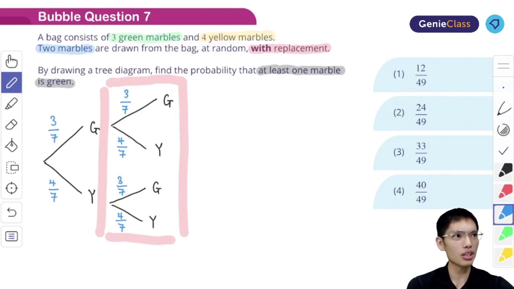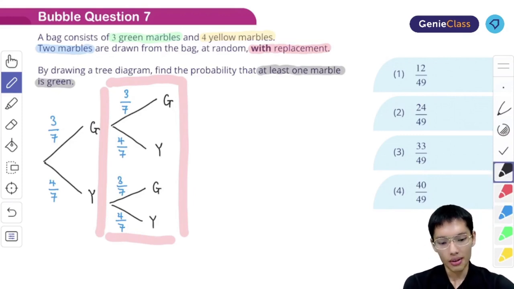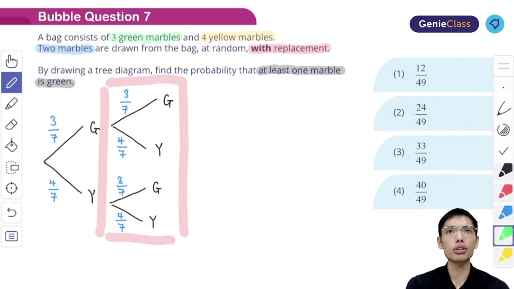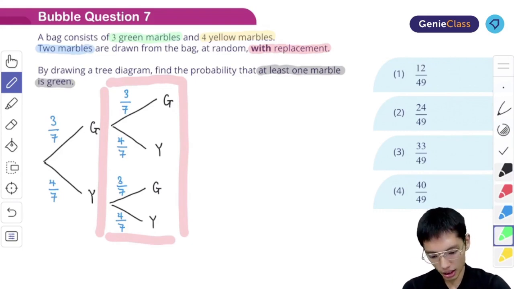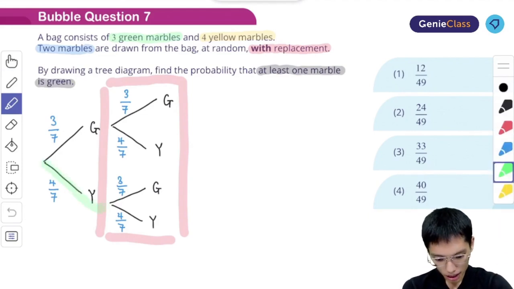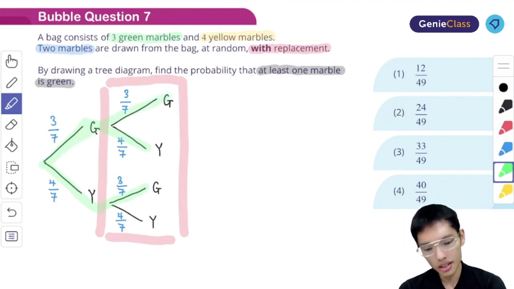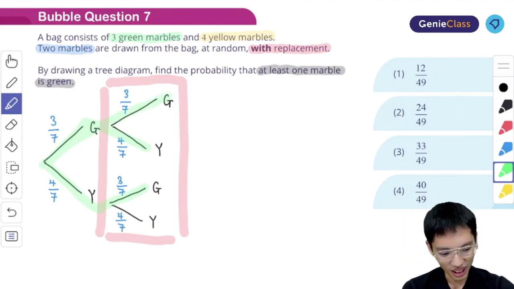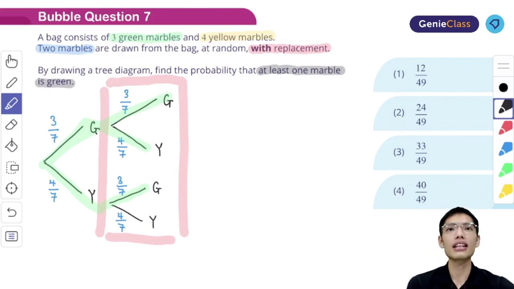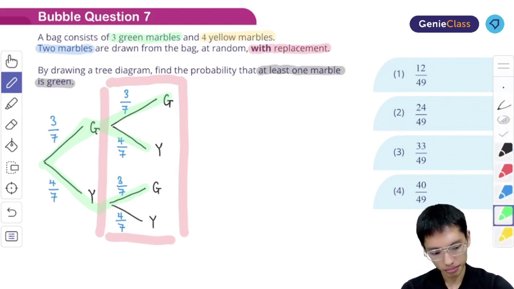Look at the response going so well. Alright, so at least one marble is green. All you need to do, remember, when you want to find the event, we trace it. At least one. So it's either one marble, and some of you all miss out this. At least one is green. This is also considered.